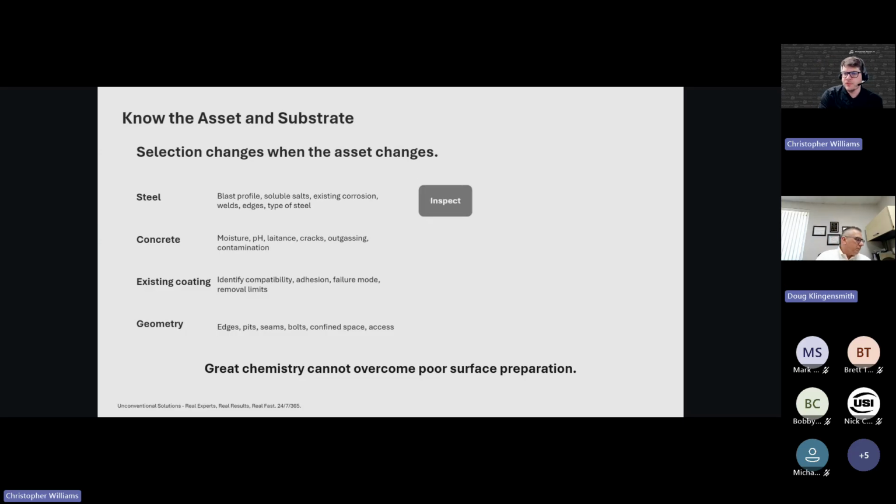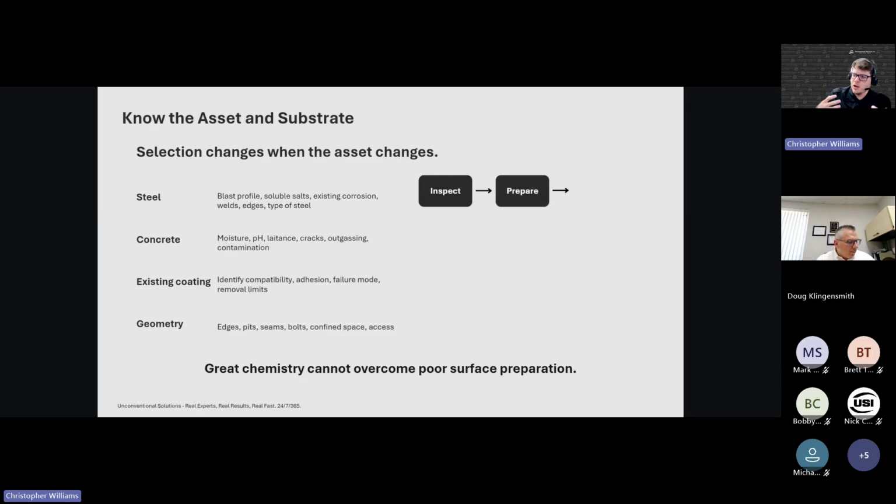I have this little triangle here, right? And usually we start with inspection, right? You want to inspect the asset, do your soluble salt test where you need to, do your moisture check, your pH checks, fix any cracks in concrete. If you have steel structures that are damaged, you want to be repairing those. There are some fantastic epoxy repairs that we also provide that will be able to fix those cracks, fix that pitting, and allow you to build up some of the wall loss that you have before you put your coating on.